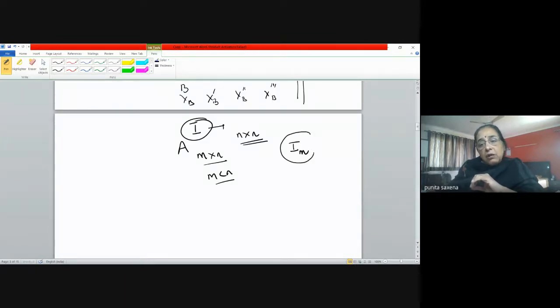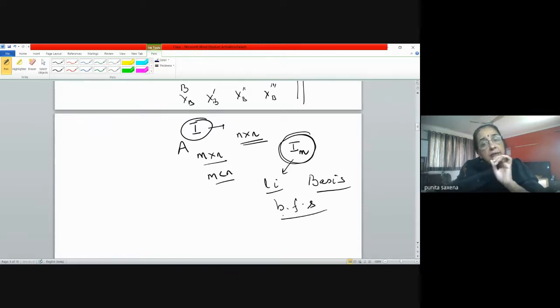And the columns corresponding to the identity matrix are always going to be linearly independent. Since they are linearly independent, that means they can form the basis. And because the corresponding solutions will be non-negative, whatever solution we get out of them is going to be a basic feasible solution.